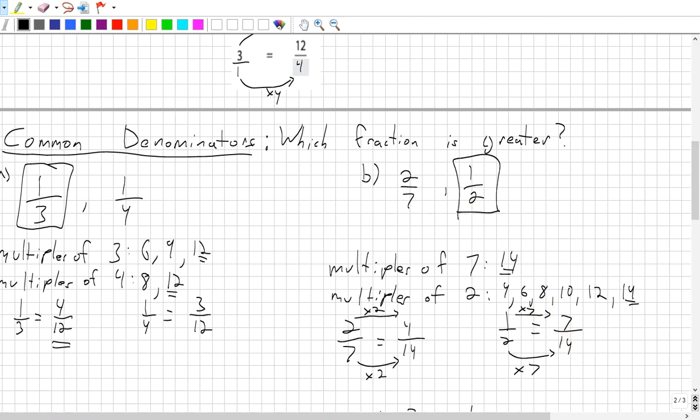So I can see right away that 1/2 is greater. 7 out of 14 is bigger, or greater than, 4 out of 14.